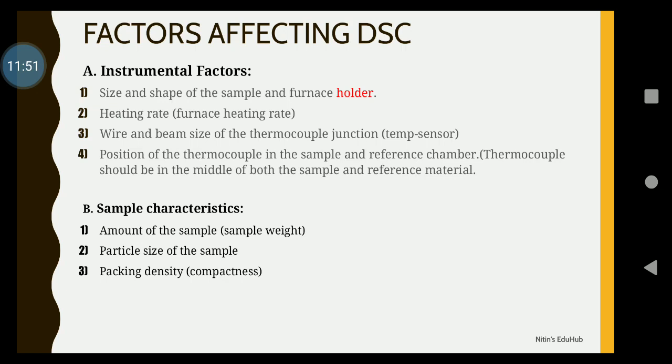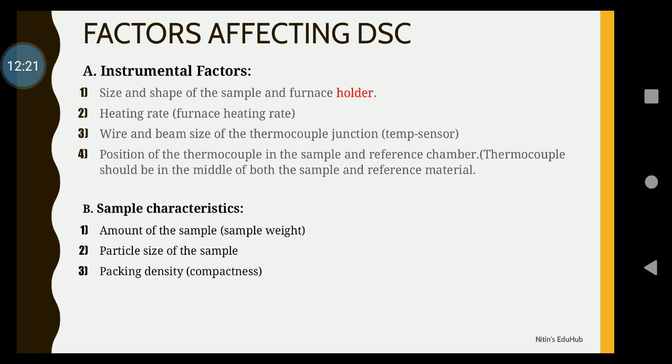The second thing is the heating rate, that is, the furnace heating rate. Here we are talking about it mostly in degrees Celsius. The right heating rate is 10 degrees Celsius per minute, which is mostly preferable. The faster the rate, the greater the sensitivity, but a decrease in resolution may take place. So a controlled heating rate should always be part of the system.